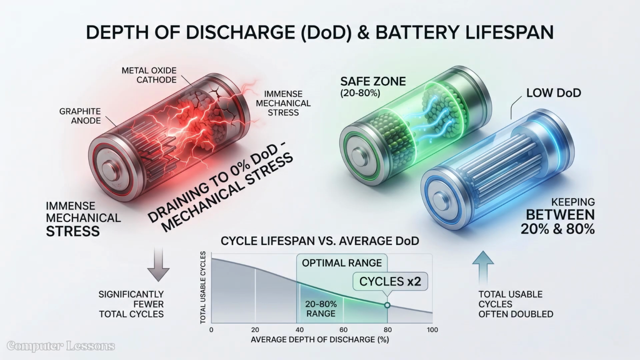Depth of discharge, or DOD, is another critical factor that determines how many years your battery will survive. Draining a battery to absolute 0% places immense mechanical stress on the graphite and metal oxide structures. Keeping your battery between 20 and 80% can often double the total number of usable cycles.